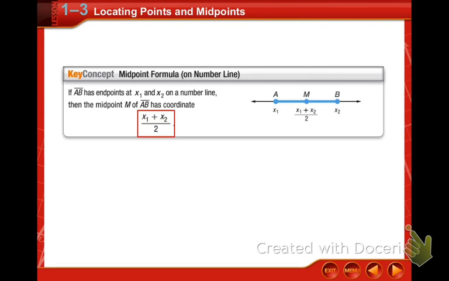So here's our first midpoint formula. This formula has to do with being on a number line. So it's basically just taking the average of the 2 points, and that's our distance, or where the midpoint is. So let's use this formula.